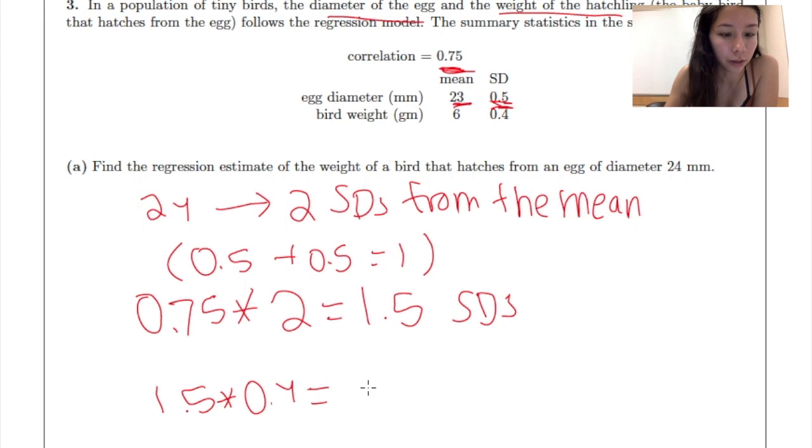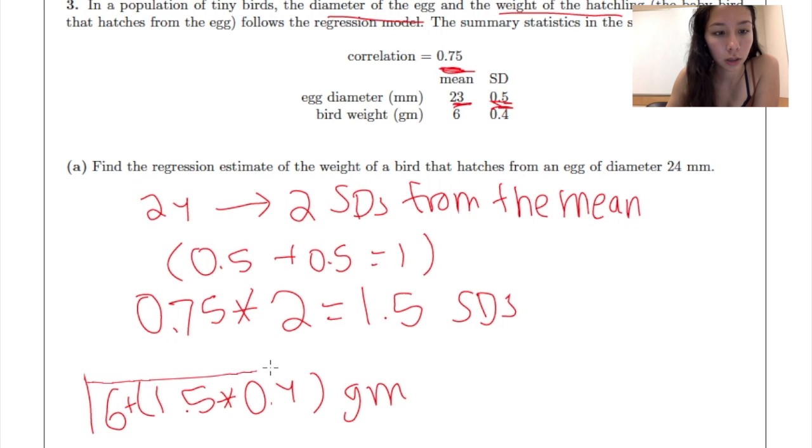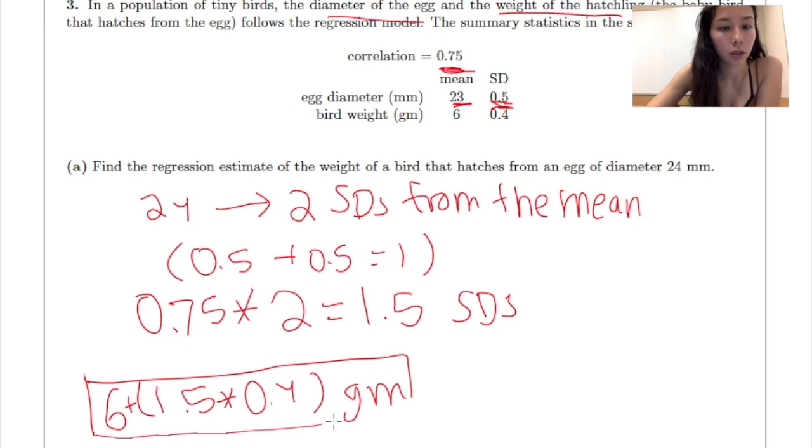Okay, so that would be, we actually don't need to do the work here, so I'm just going to ignore that. And we're going to do 6 plus this number. That is what you want the weight of the bird to be. So this is our answer right here. Okay.